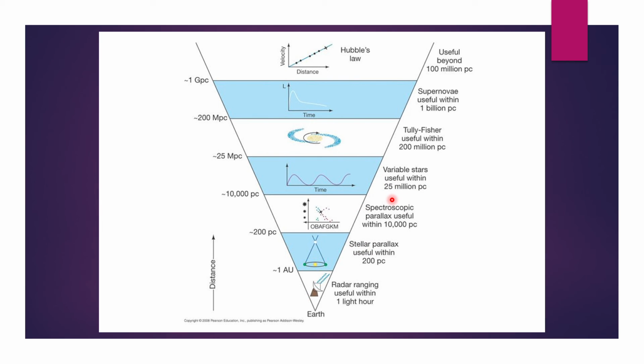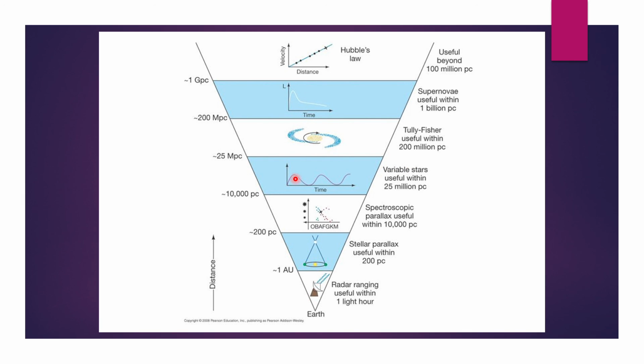Now, if the body is farther away than that, and the distance to it is lower than about 10,000 parsecs, then the spectroscopic parallax or HR diagram fitting method can be used. Now, these are the three methods which can be used to calculate distances to solar system objects or Milky Way stars. If we are going further to calculate distances to the galaxies, then these are the four methods which can be used.